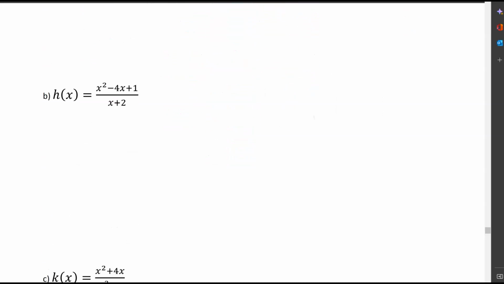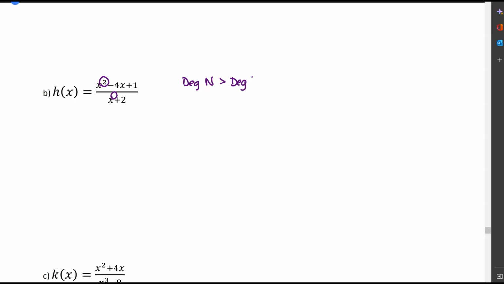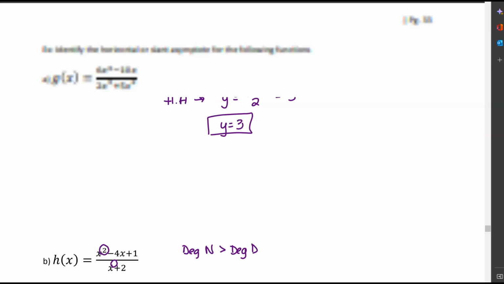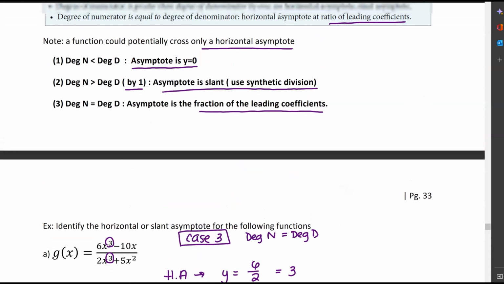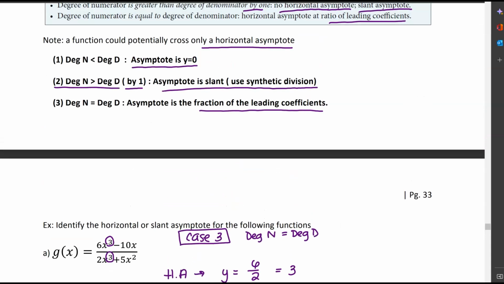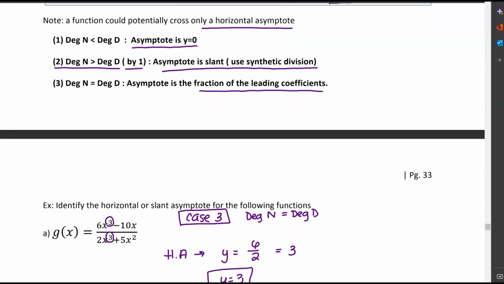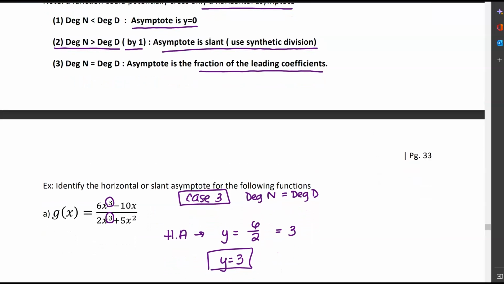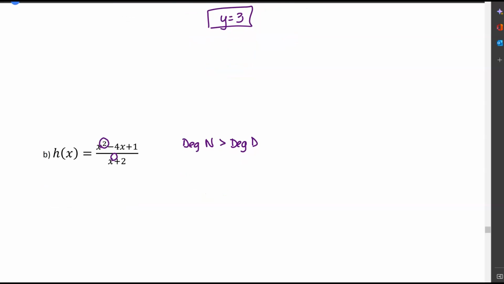Let's look at B. Alright, so here my numerator is greater than my denominator. So the degree of the numerator is going to be greater than the degree of the denominator. And if we look back up here, that's going to be case 2. And it's greater by 1. So because it's greater by 1, we're going to be looking at a slant asymptote.